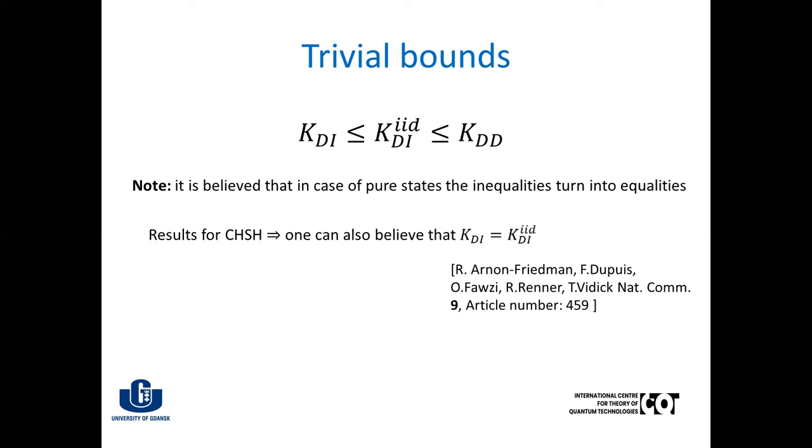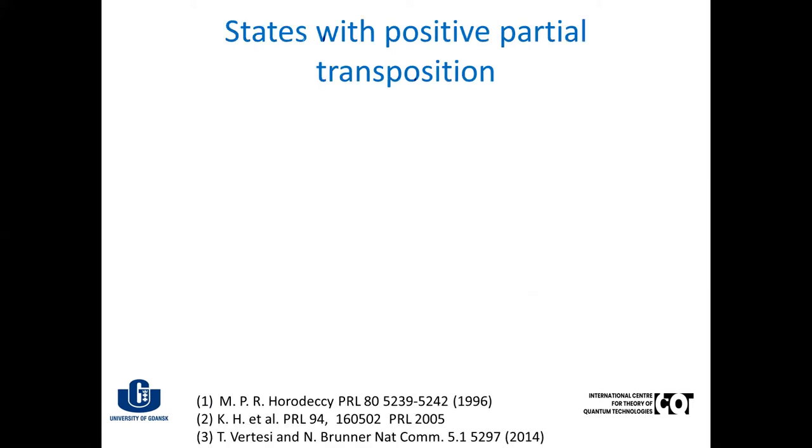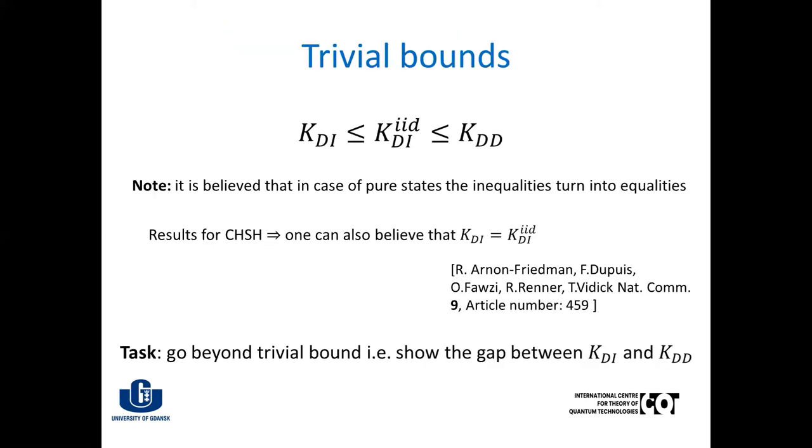So in case of testing by CHSH inequality, these two quantities look to be equal up to some irrelevant terms. So our task is to go beyond this trivial bound between KDI and KDD and show the strict gap between the two. Sorry, Karol, can I maybe ask one trivial question?